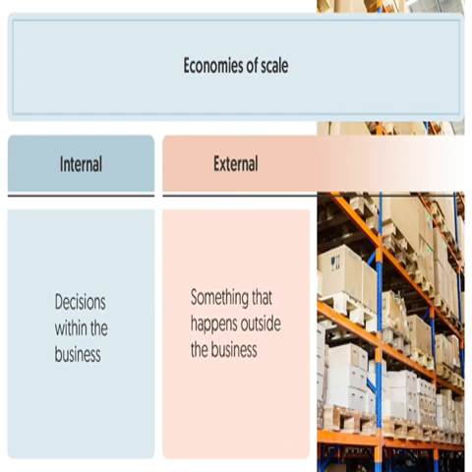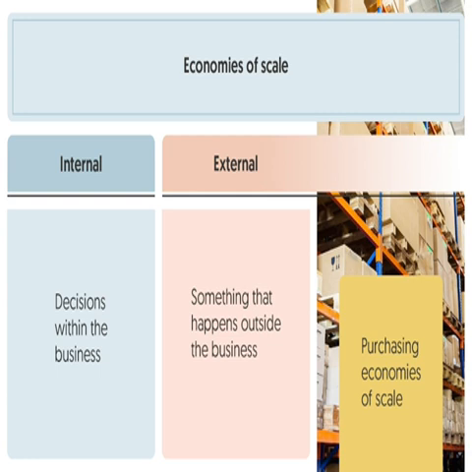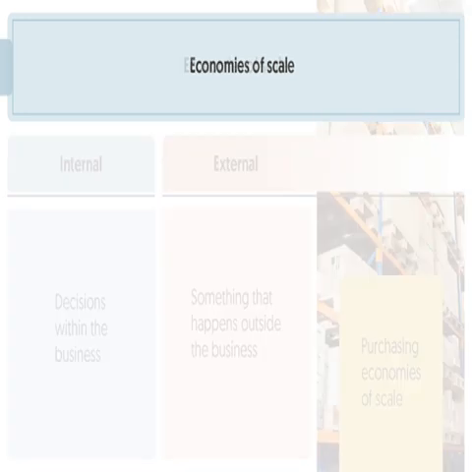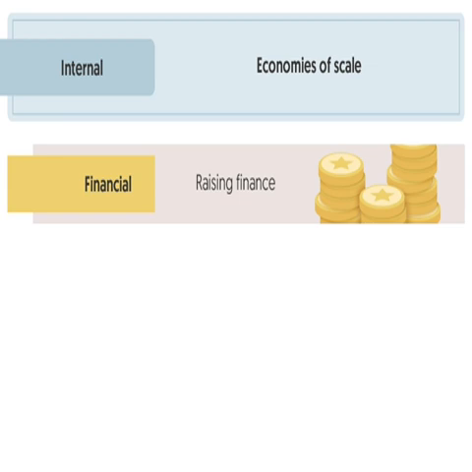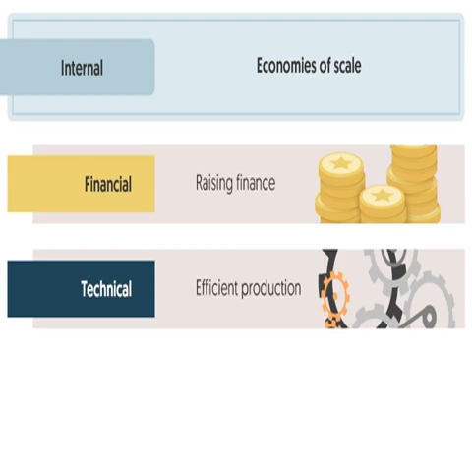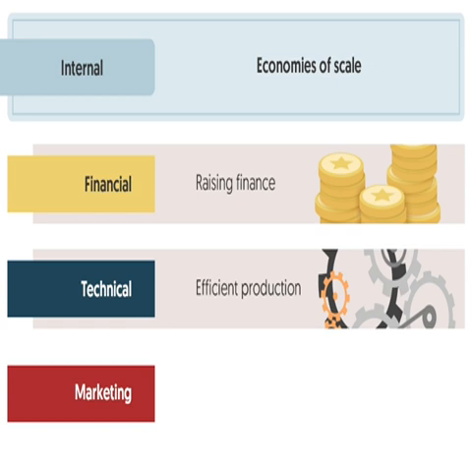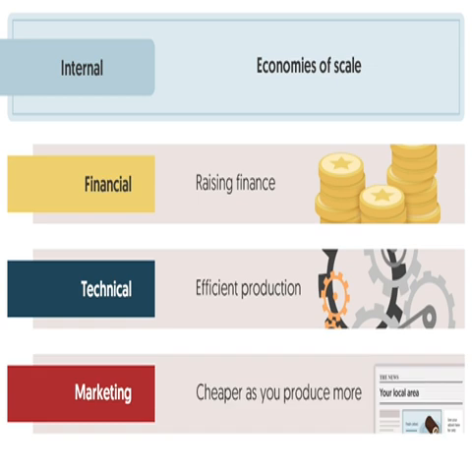The example at the beginning of this pod of bulk buying is an external example because it's outside of the business. It's what's known as purchasing economies of scale. There are various internal economies of scale. The first is financial, which means it's easier and cheaper to raise finance. There's also technical, which is down to efficiency of production. Finally, you have marketing, which means your promotion gets cheaper as you produce more.